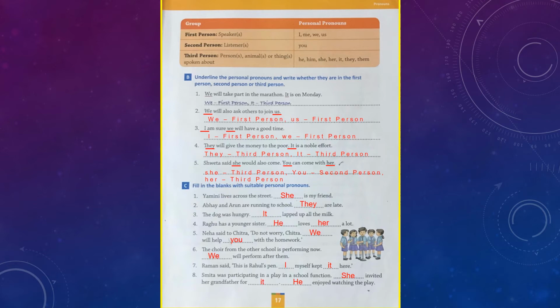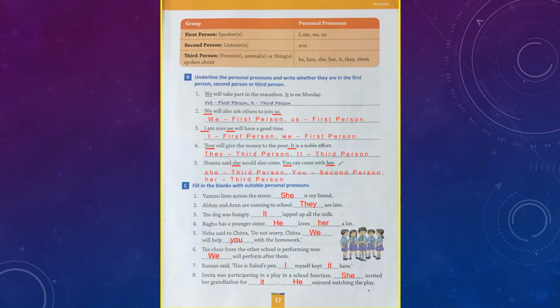Number 6. The choir from the other school is performing now. We will perform after them. Number 7. Raman said, this is Rahul's pen. I myself kept it here. And number 8. Smita was participating in a play in a school function. She invited her grandfather for it. He enjoyed watching the play.